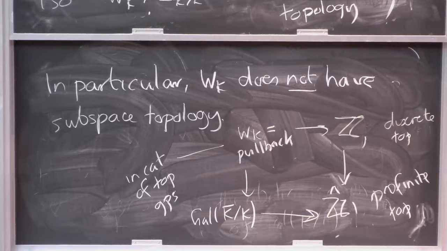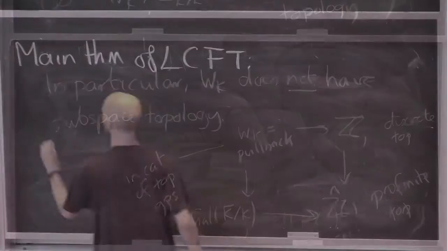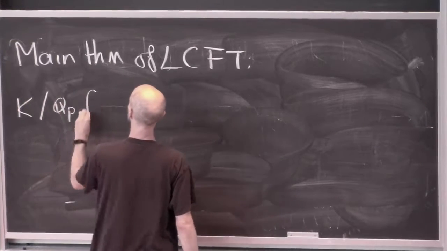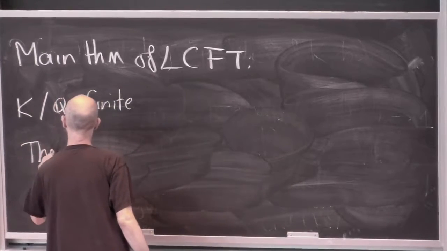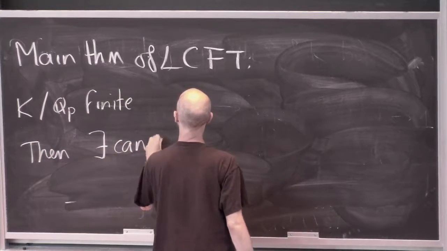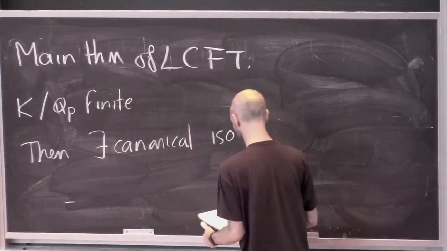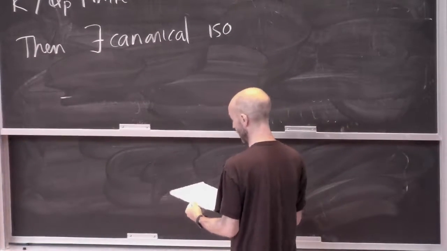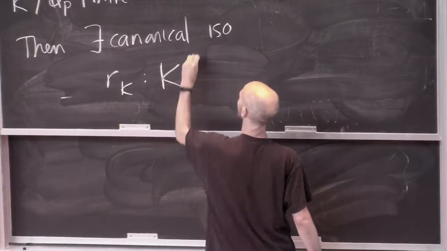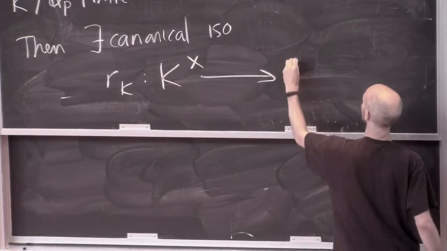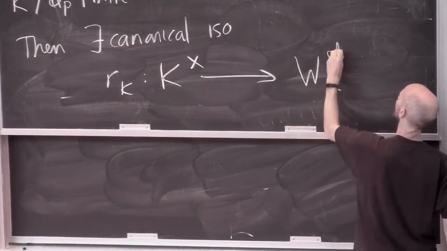So here's the theorem, my main theorem of local class field theory, about the abelianization of the Weil group. Let K over Q_p be finite. Then there's a canonical isomorphism, the Artin map r_K, and it goes from K star to the abelianization of the Weil group.